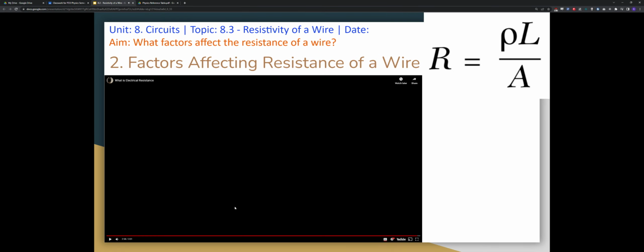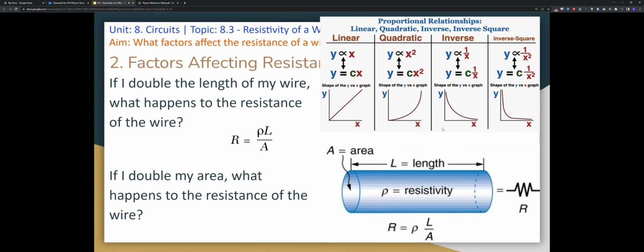Right. So that's really how all those things relate to each other. If you double the length of your wire, your resistance will also double, because R and L are directly proportional. They have a linear relationship. And because they're both on the numerator, if we increase the length, we also increase the resistance.